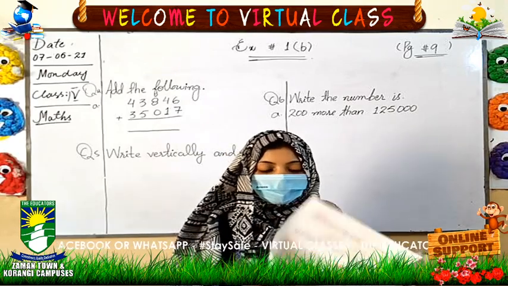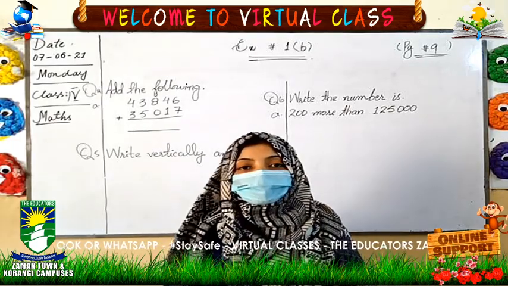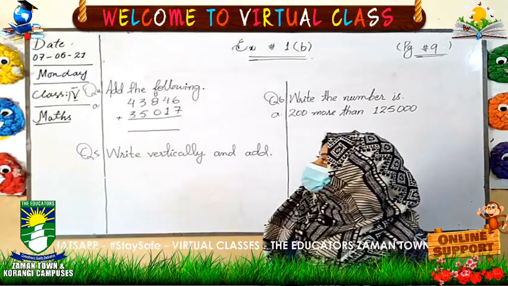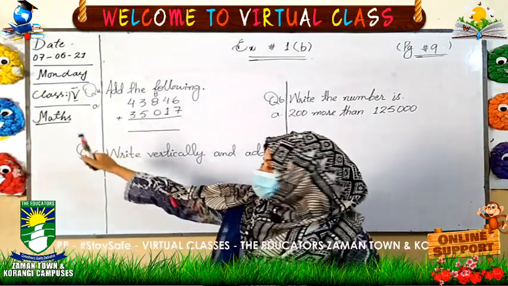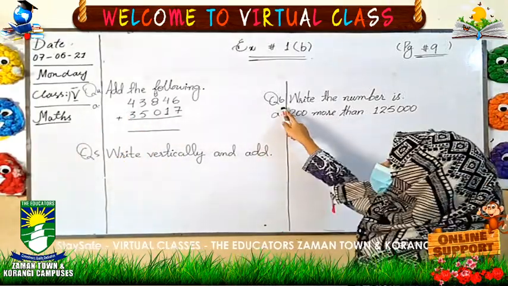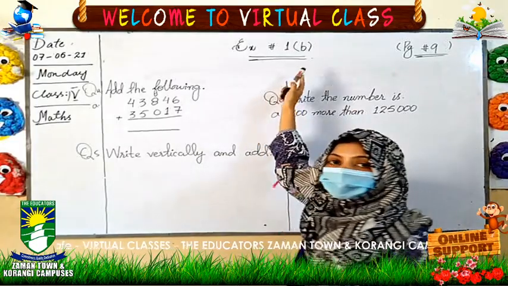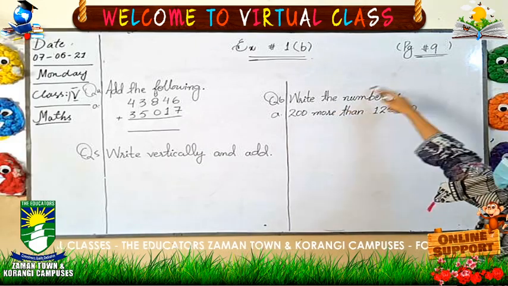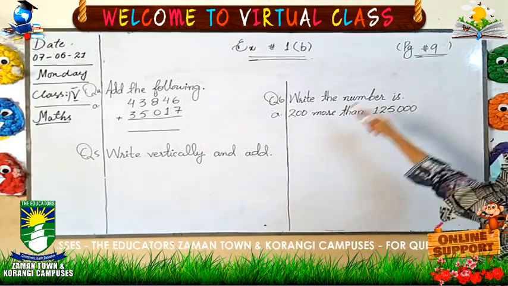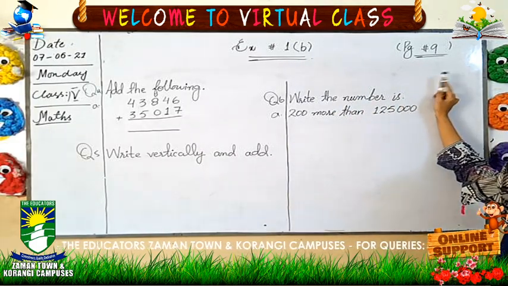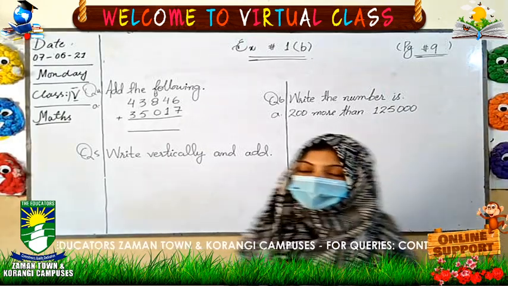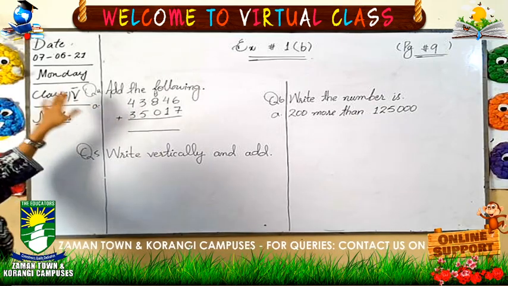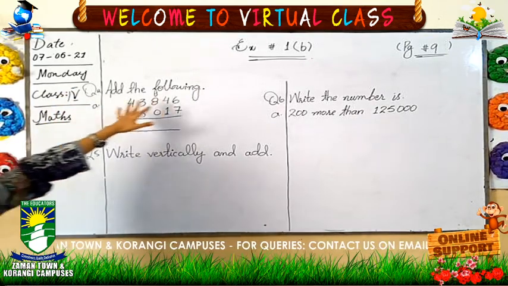Okay, coming towards the exercise. Today we are going to solve exercise 1b. We are going to solve question number 4, question number 5 and question number 6 of exercise 1b, and you may find these questions on page number 9. Come towards the questions as we are going to discuss adding. Look here, question number 4 is: add the following.